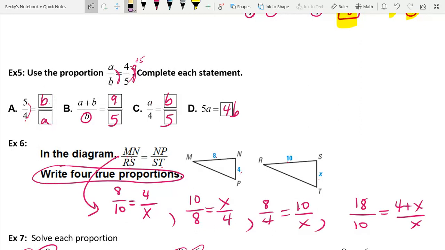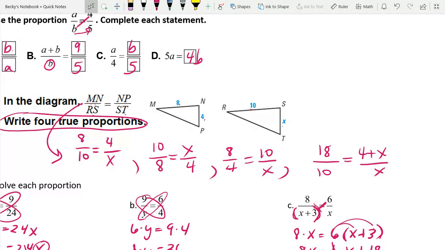On the third one, A over 4, so we're going to cross. So you're going to say B over 4. And then the last one's when you cross multiply, 5 times A, and then you're going to do the other direction, which is B times 4, or 4B.